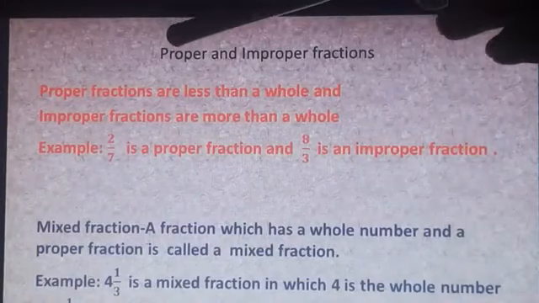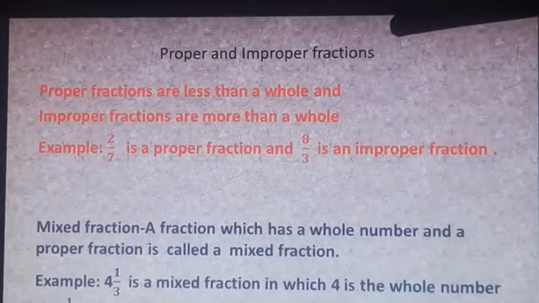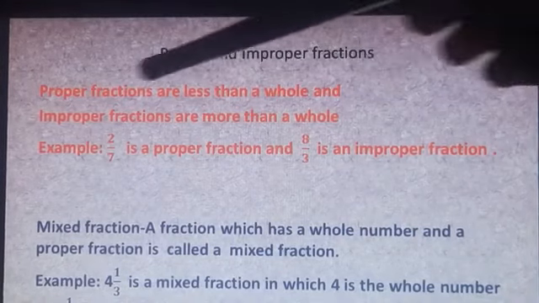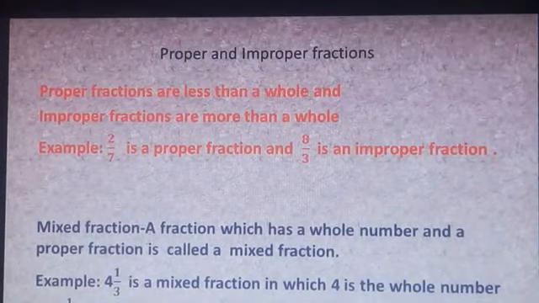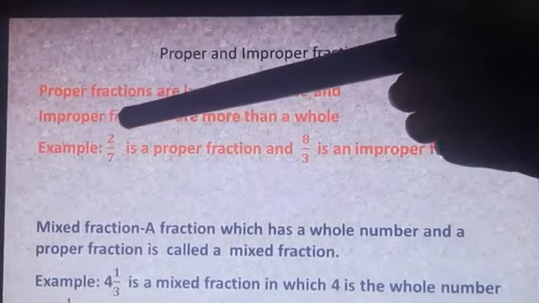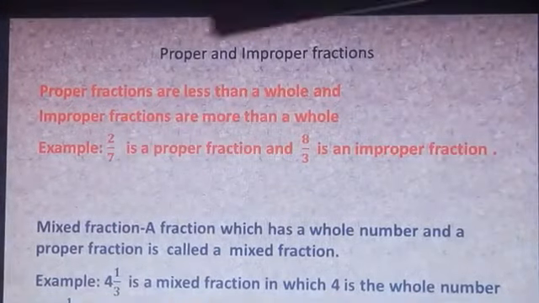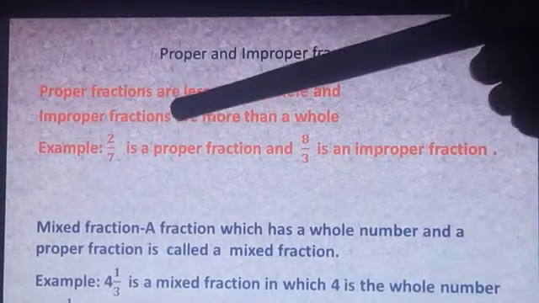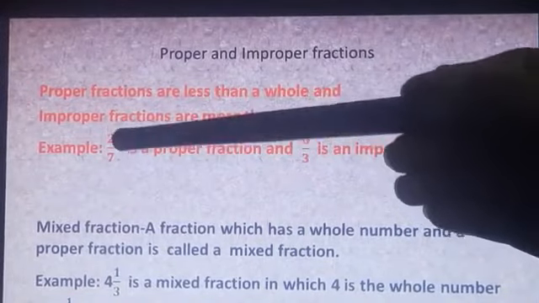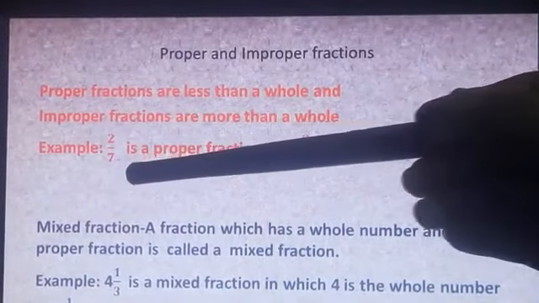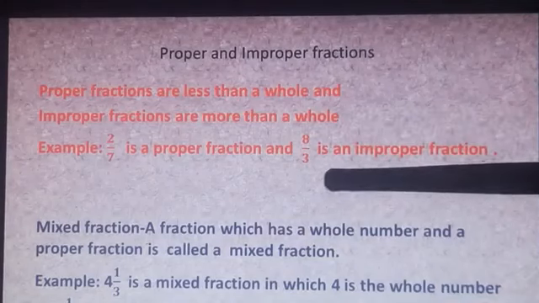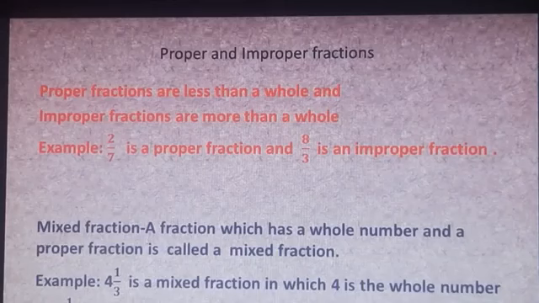Now next type is proper and improper fractions. Proper fractions are less than a whole and improper fractions are more than a whole. Or we can say proper fractions are the fractions having numerator smaller than denominator. And improper fractions, the fractions having numerator greater than denominator. Right? See this example, 2 upon 7. Numerator is smaller than denominator, so it is a proper fraction. 8 upon 3. Numerator is greater than denominator, so it is an improper fraction. Right?